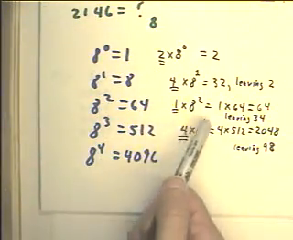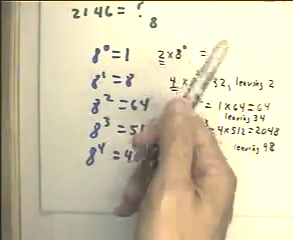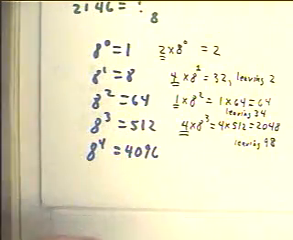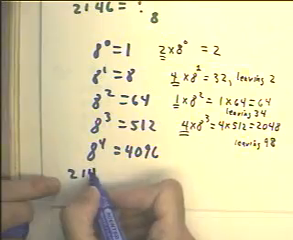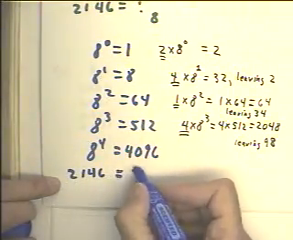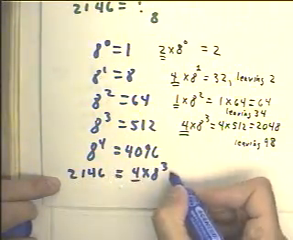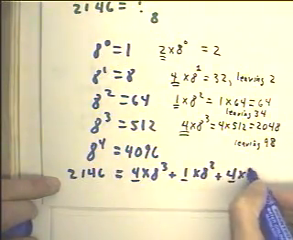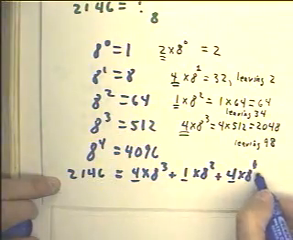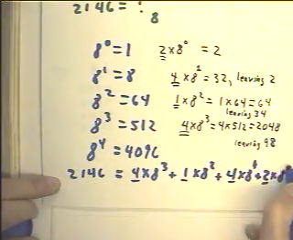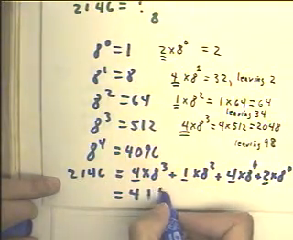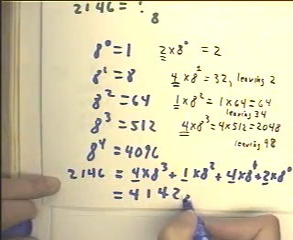So we used 4 of the third power, 1 of the second, 4 of the first, and 2 of the 0th power. So we can state that 2146 is 4 times 8 to the third plus 1 times 8 squared plus 4 times 8 to the first plus 2 times 8 to the 0, which would be written 4, 1, 4, 2 base 8.